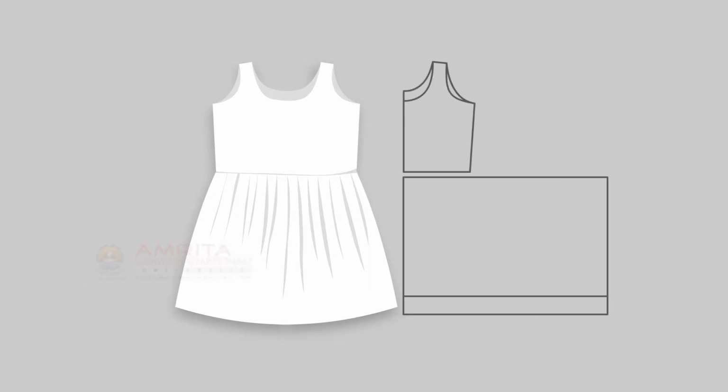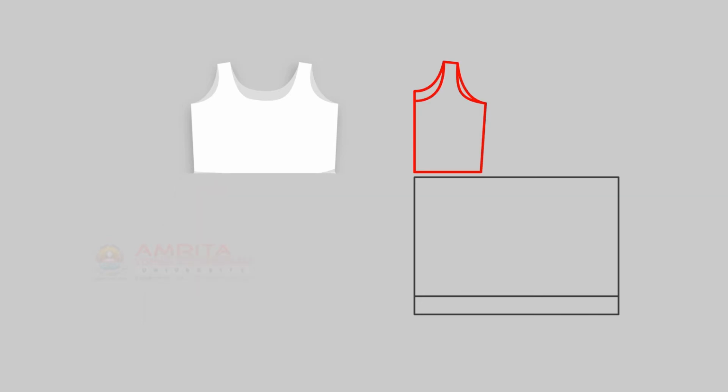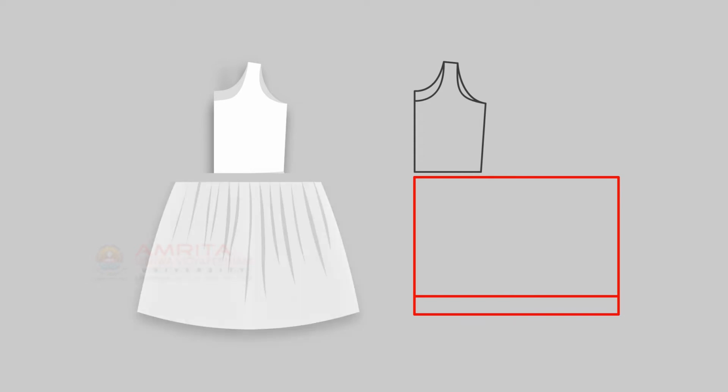Before we go about constructing the pattern for an ordinary petticoat, let's first take a look at how our pattern would actually look. This will be the pattern for our bodice part when folded, and this will be the pattern of the skirt part without folding. We will construct the pattern for the bodice and skirt piece separately.